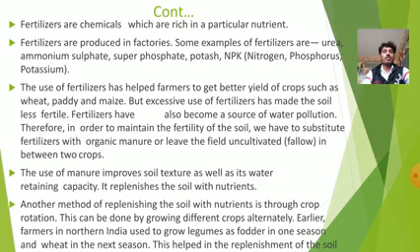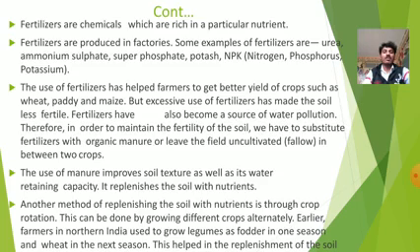Therefore, in order to maintain the fertility of the soil, we have to substitute the fertilizers with organic manure or leave the field uncultivated in between two crops. The use of manure improves the soil structure as well as its water retaining capacity. It replenishes the soil with nutrients.